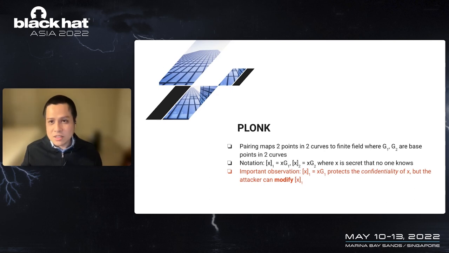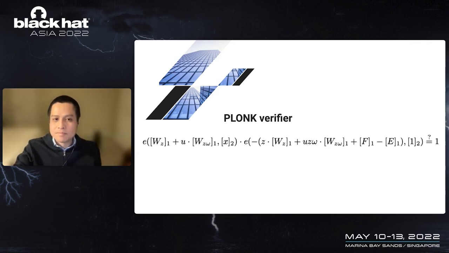So, as a security engineer, when we look at this, the first thing we think is, how can I manipulate this, right? So basically, given x times G1, the attacker doesn't know x because it has to break the discrete log problem, but the attacker can manipulate its value. It can modify that value. And we will use this observation in the attack as well.